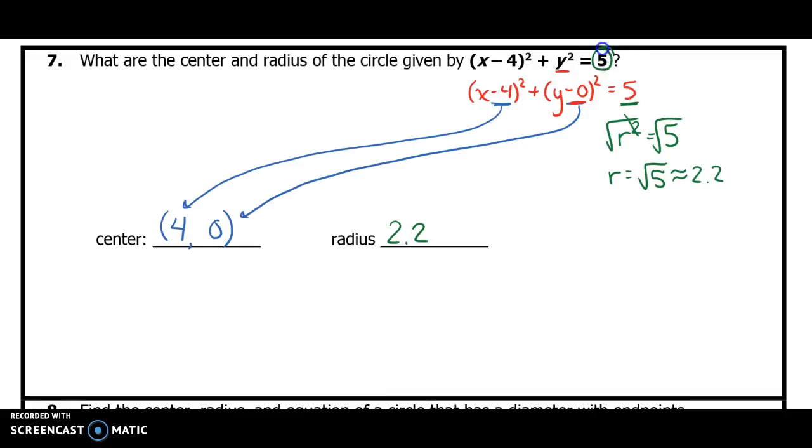Remember, the 5 in the equation is after we squared the radius. The original radius was 2.2.